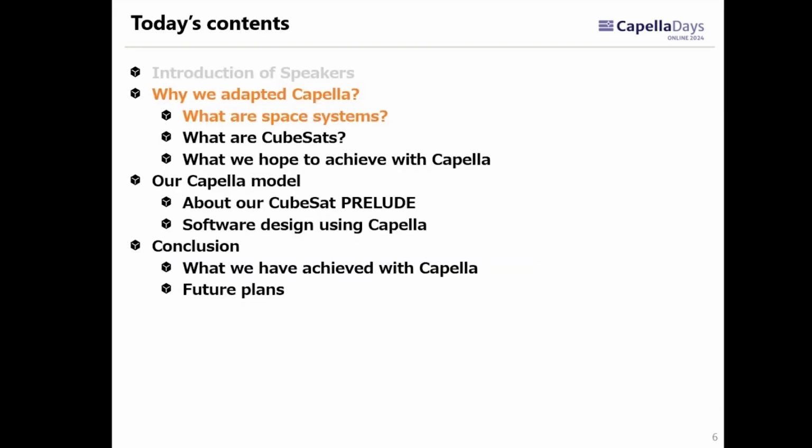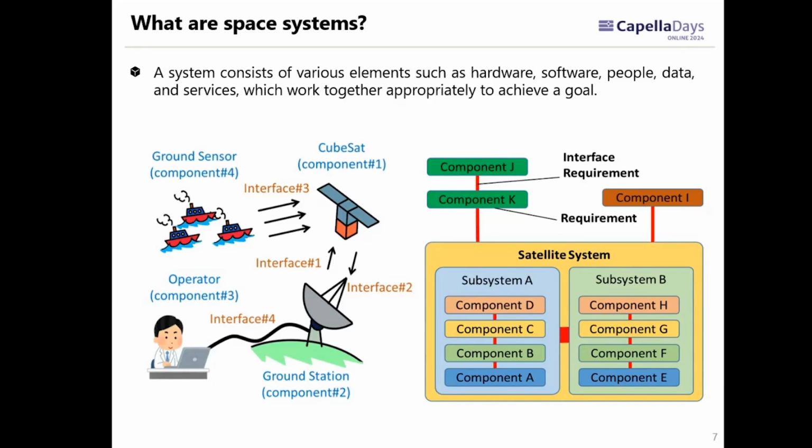So from here, we will give you a short summary of why we adopted Capella for our satellite system. Before I explain the details, I will give you a brief introduction to space systems and the CubeSat. This slide shows what a space system is and what a system is. From our understanding, a system consists of various elements such as hardware, software, people, data, and services, which work together appropriately to achieve a goal.